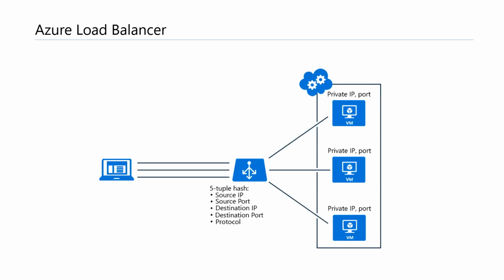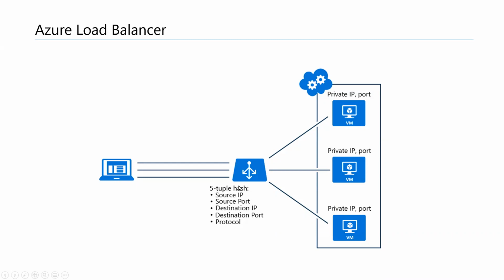Load balancer distributes inbound flows that arrive at the load balancer's front end to backend pool instances. These flows are distributed according to the configured load balancing rules and health probes. The backend pool instances can be Azure virtual machines or instances in a virtual machine scale set.